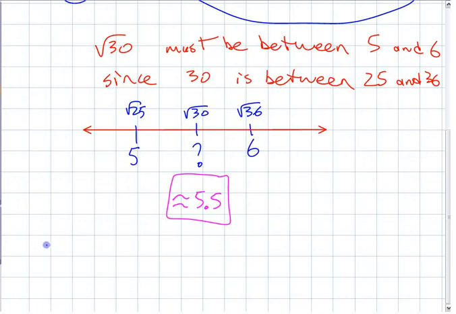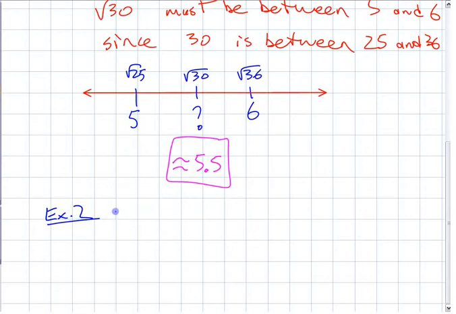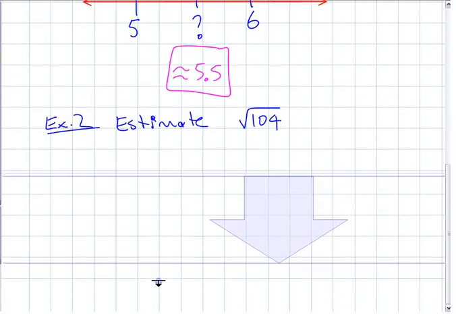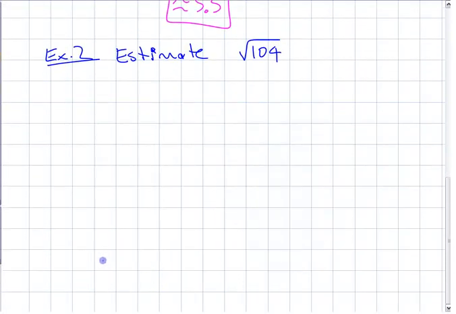How could we estimate, let's call this example 2, square root of 104? Square root of 104. What do you think? Square root of 104, without our calculator, how could we estimate what this is? What do we need to think about here? What do you think?